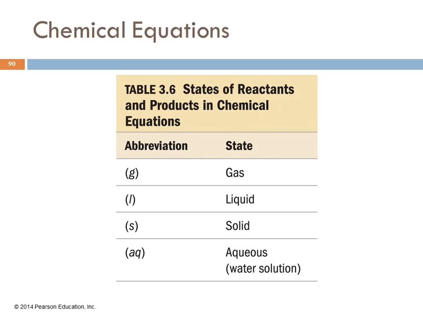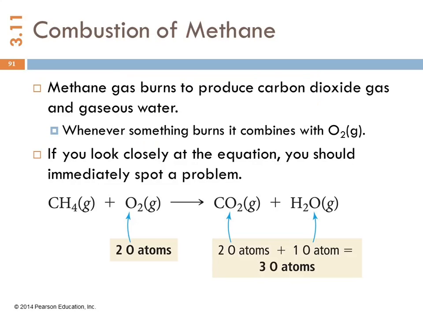These are the symbols, sometimes called state symbols, that we use to indicate the physical states of reactants and products. So G for gas, L for liquid, S for solid, AQ stands for aqueous, which means that it is dissolved in water. And we discussed that a little bit with the acids yesterday. Acids are actually covalent compounds, molecular compounds, but when they're dissolved in water, they form ions, and then we call them acids. So that's what those symbols mean.